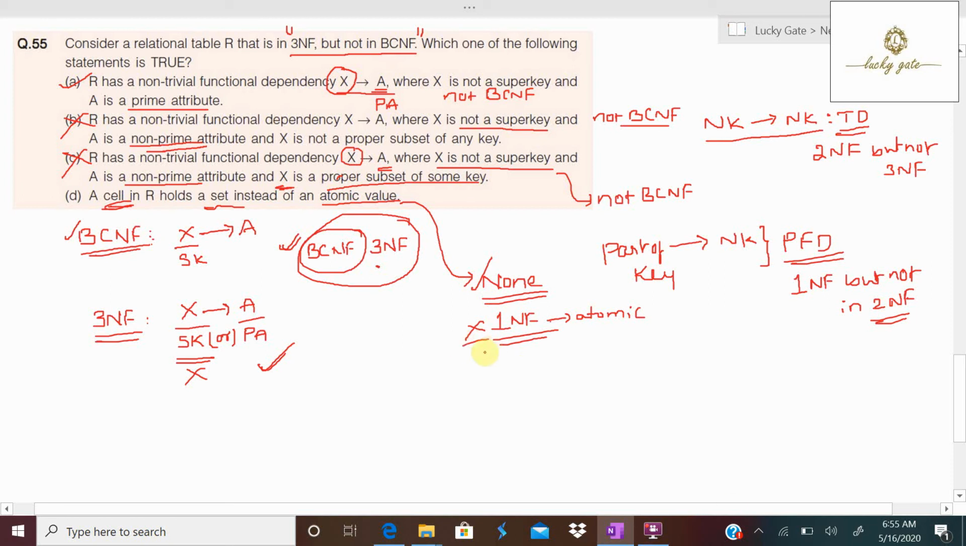If it is not 1NF, definitely it is not 2NF, and it is not 3NF. Because the question asked for a relation in 3NF but not BCNF, option D is also wrong. So only option A is the correct answer.